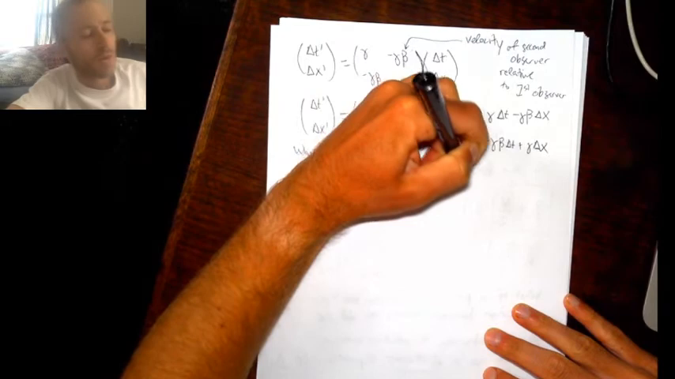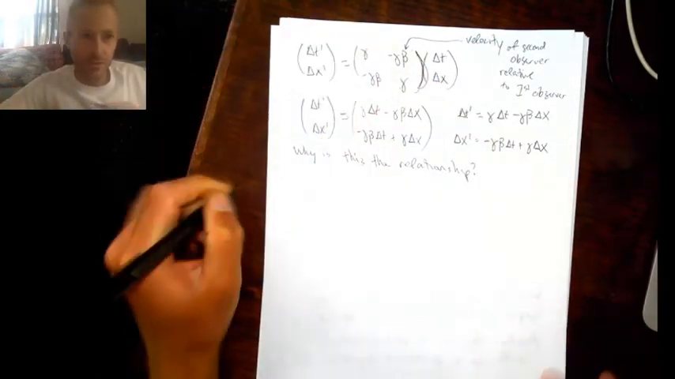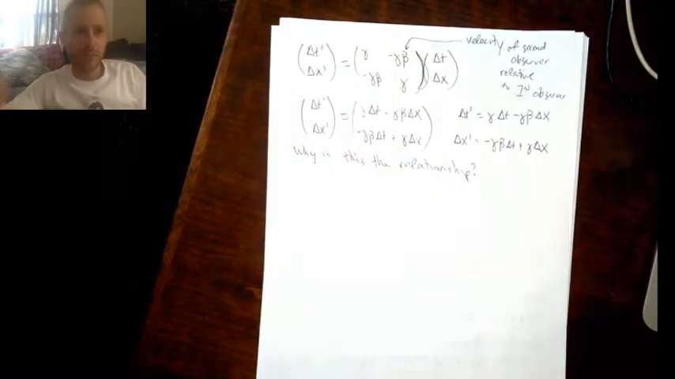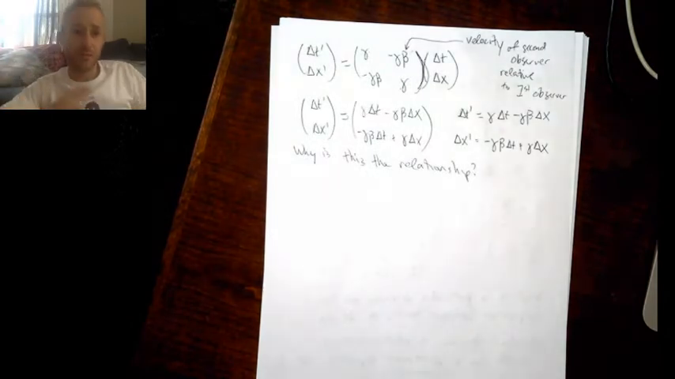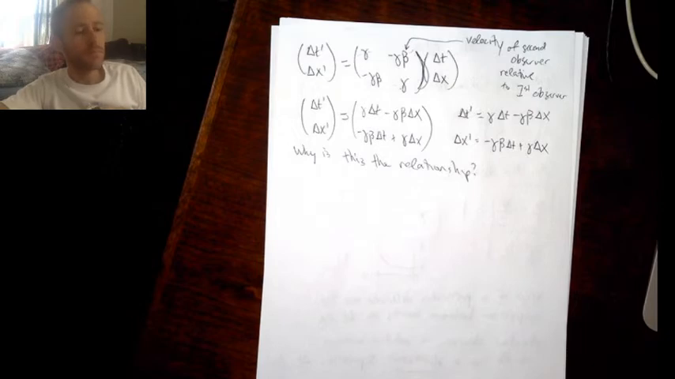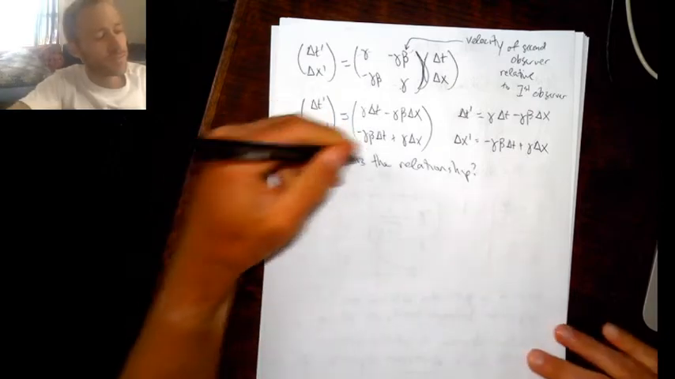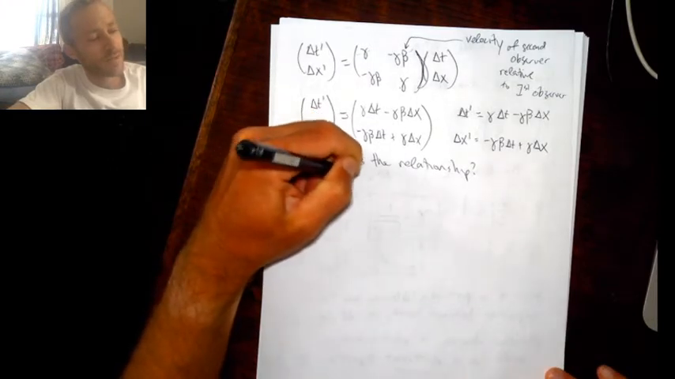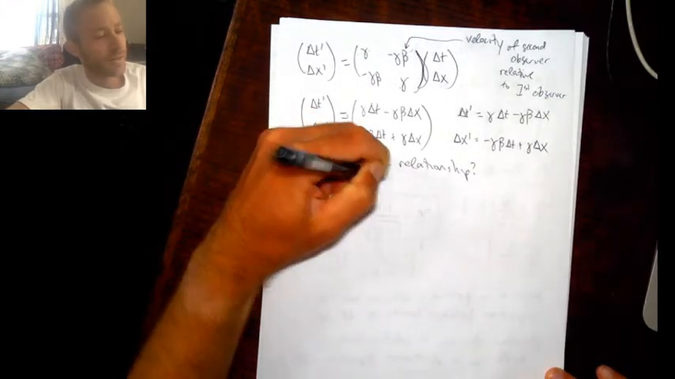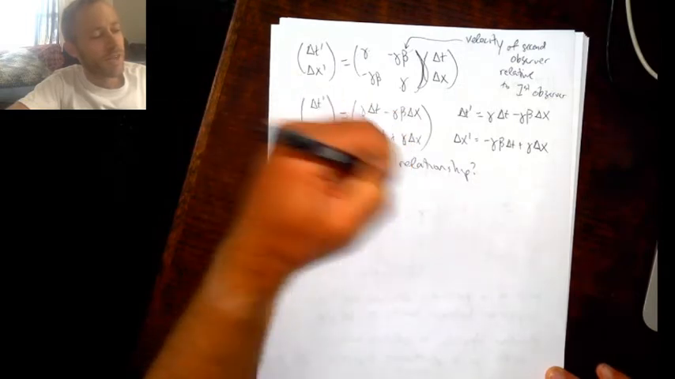Okay. So why is this the relationship between the space-time separation of one observer and another observer? Well, let's consider a light-like separation.